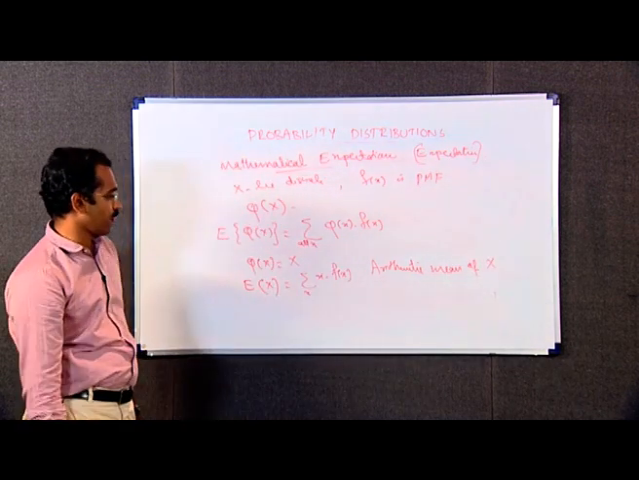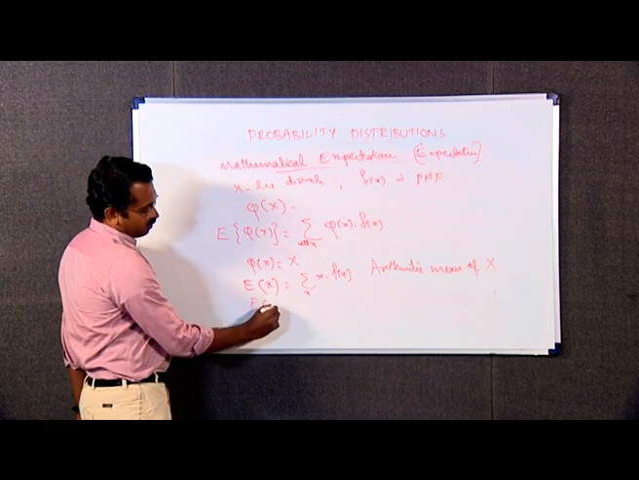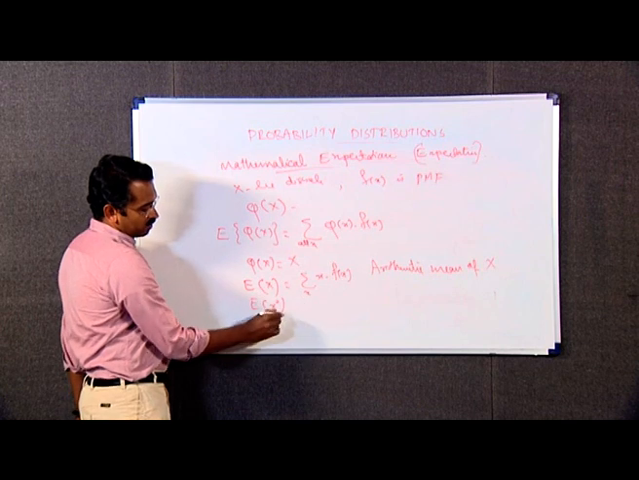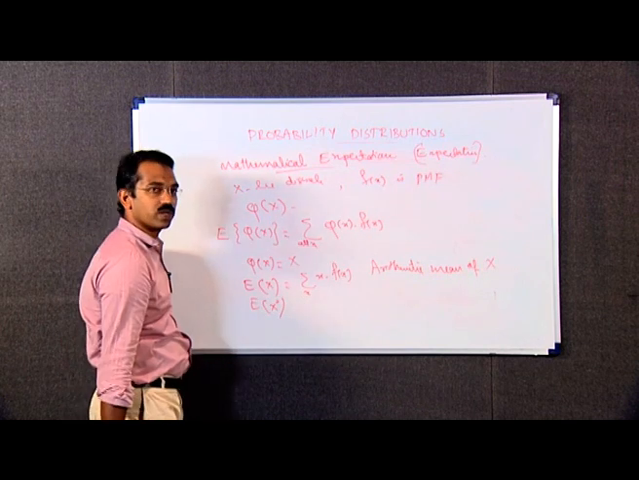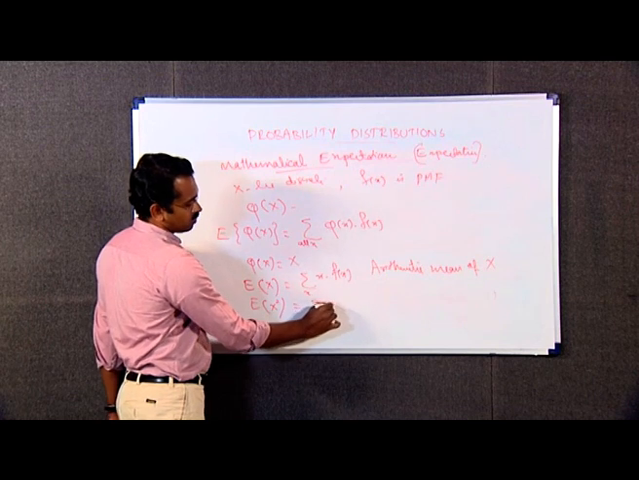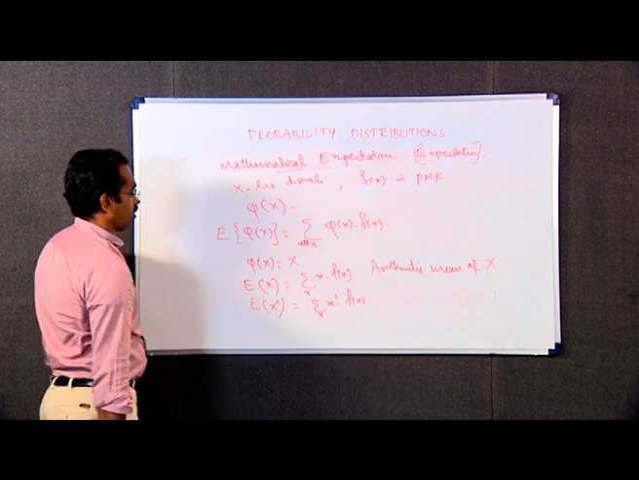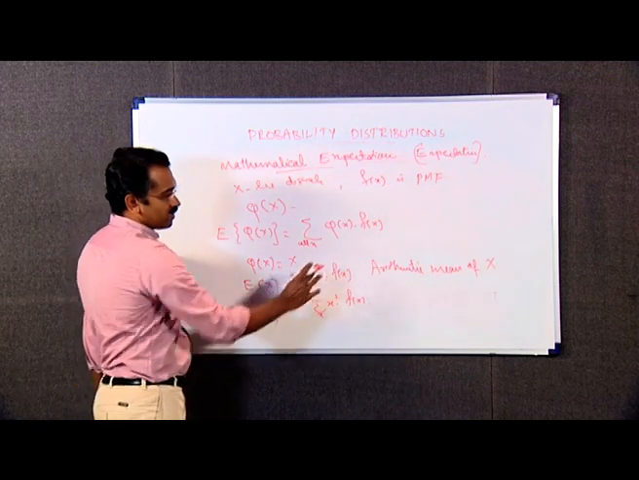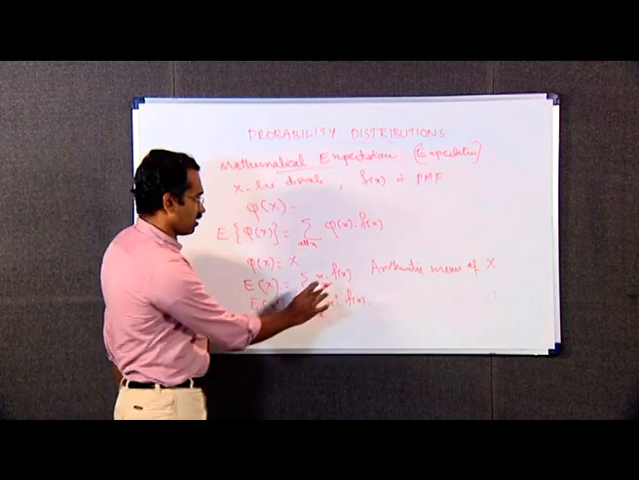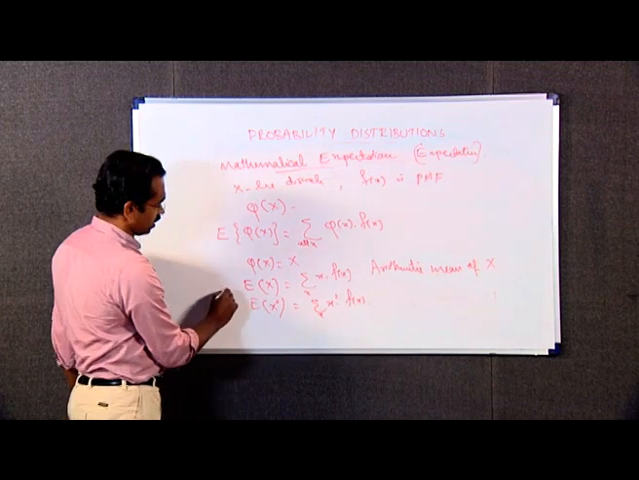Similarly, if phi of x equal to x square, then E of x square is equal to summation over all x, x square into f of x. The arithmetic mean of X is denoted by mu.